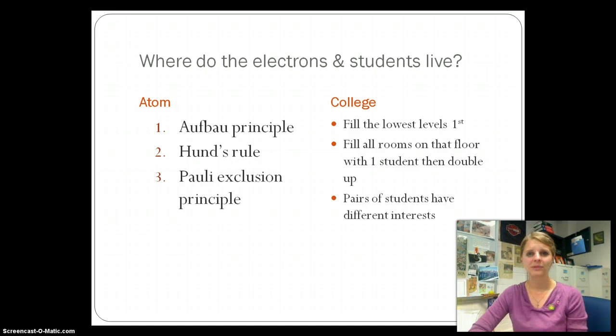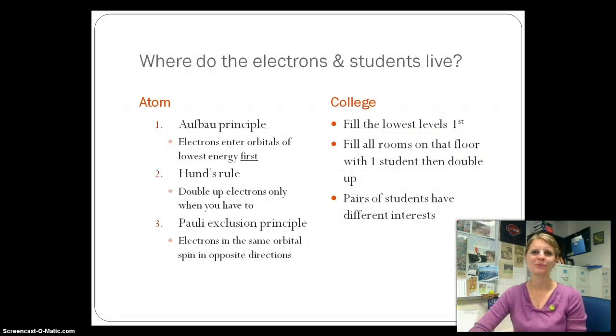The 3 rules are the Aufbau principle, Hund's rule, and then number 3, the Pauli exclusion principle. The Aufbau principle says, let's fill the lowest energy level first. Hund's rule says, fill all the rooms or orbitals with 1 electron first, then double up. And the Pauli exclusion principle says, when you do have to double up, in this case electrons, do them with different interests. Interest in the electrons' case is that sometimes electrons can spin clockwise, and other times they spin counterclockwise, but electrons do spin. So when we put electrons in a room, we spin them one way, and then the next one you add in has to spin the opposite way.